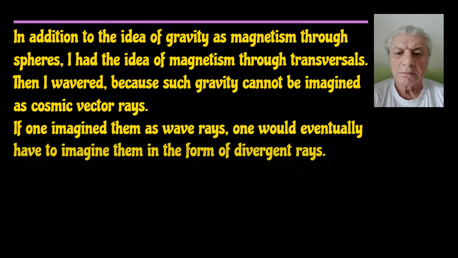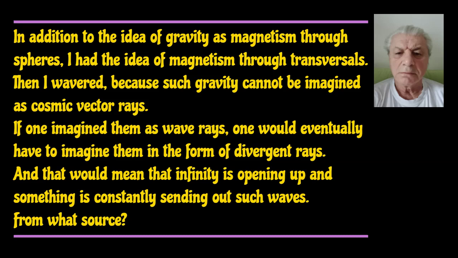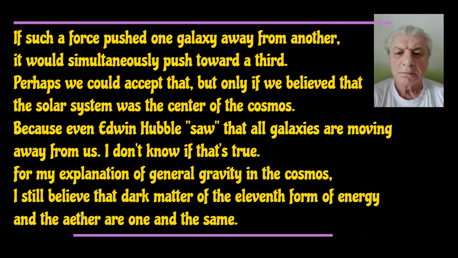In addition to the idea of gravity as magnetism through spheres, I had the idea of magnetism through transversals. Then I wavered, because such gravity cannot be imagined as cosmic vector rays. If one imagined them as wave rays, one would eventually have to imagine them in the form of divergent rays. And that would mean that infinity is opening up and something is constantly sending out such waves. From what source? If such a force pushed one galaxy away from another, it would simultaneously push toward a third. Perhaps we could accept that, but only if we believed that the solar system was the center of the cosmos. Because even Edwin Hubble saw that all galaxies are moving away from us. I don't know if that's true.